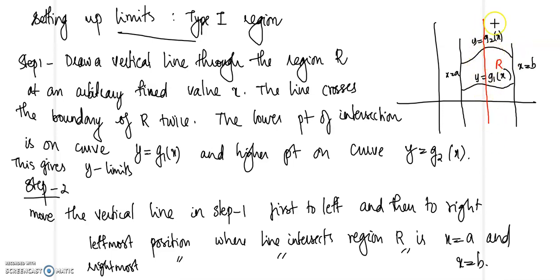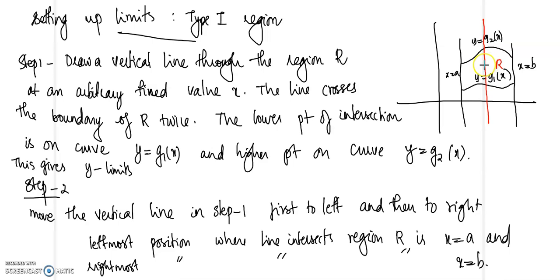Now draw a vertical line. The vertical line intersects the given region at two points. The lower point of intersection will be on the curve g1, which is going to be the lower limit, and the higher point is on the upper curve, which gives the upper limit as g2 of x.